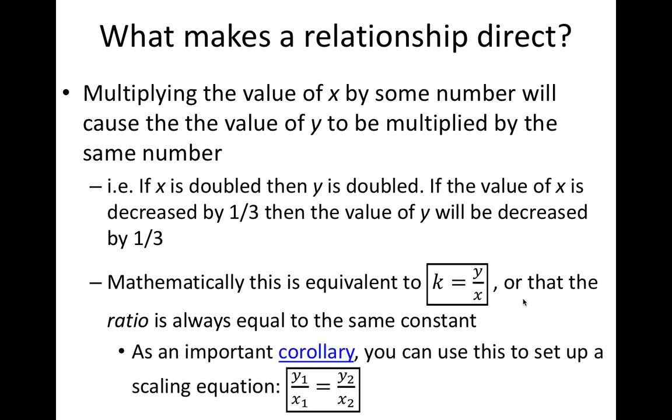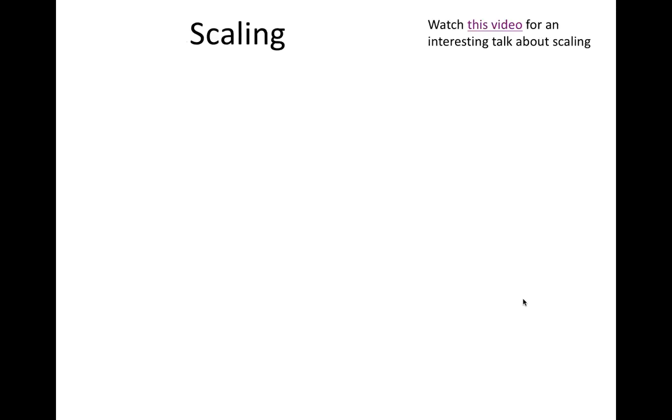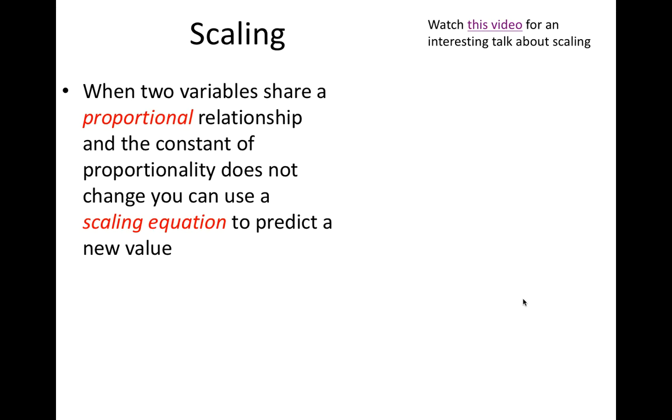This fact is important because you can use this to set up what I call a scaling equation. If the ratio between variables is always equal to the same constant, then the two instances of that same ratio will also be equivalent. You'll see this in action on the next example. The example on the next slide will show you how to use scaling to predict a new value.